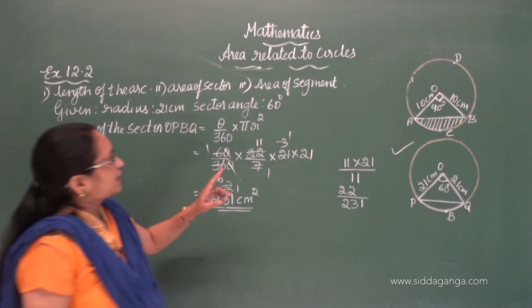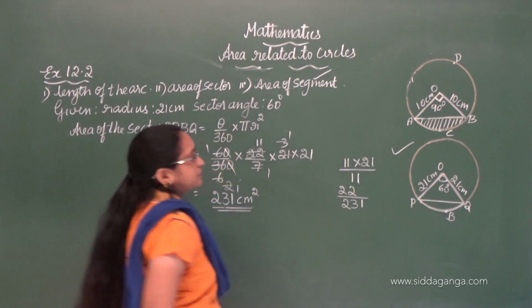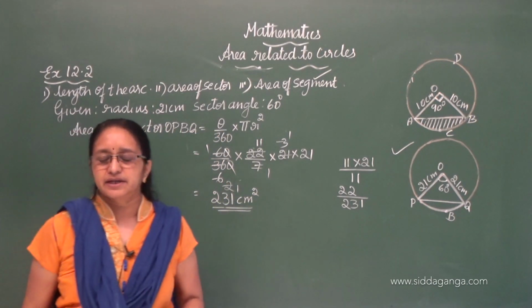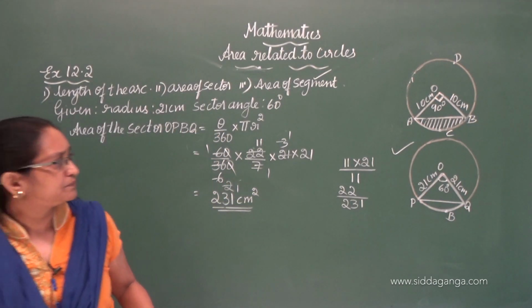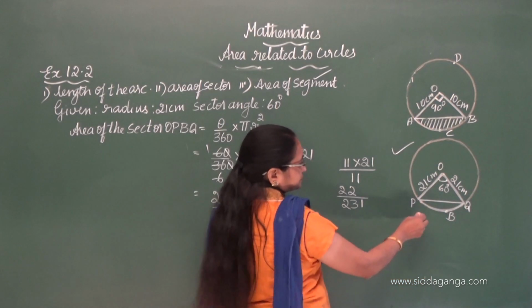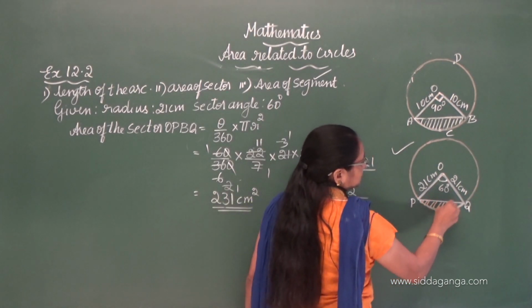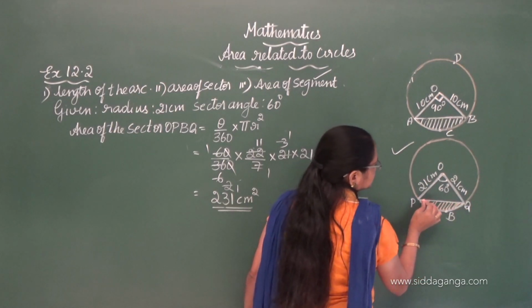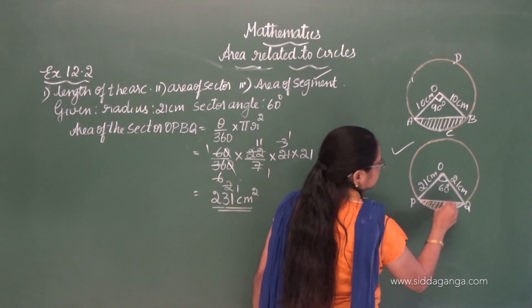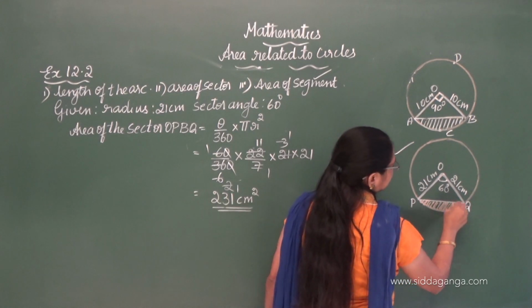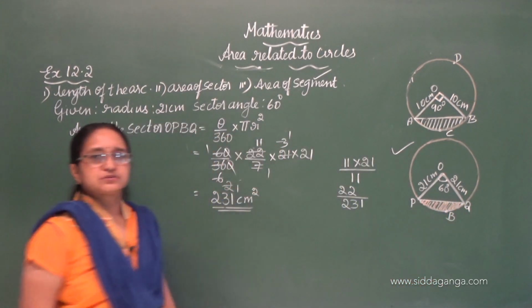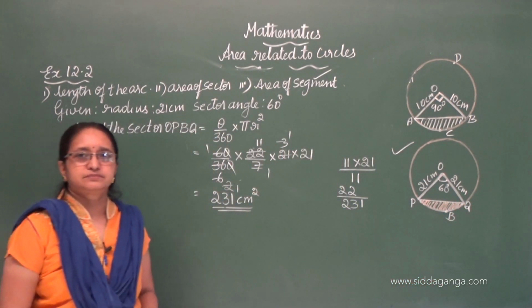Now what is the third question? Third question is the area of the segment corresponding to that arc, area of the segment. So here, which is the segment? Area of the segment here is this much. So here you have to find out the area of this segment now. So how will you do it?